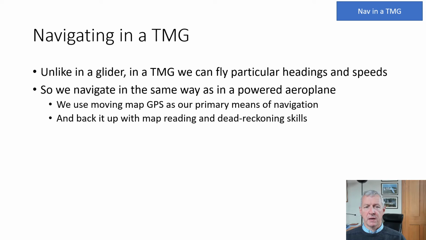So, unlike in a glider, in a TMG we can fly a particular heading and speed. So we navigate in the same way as in a powered aeroplane. We use moving map GPS as our primary means of navigation, and we back it up with map reading and dead reckoning skills.